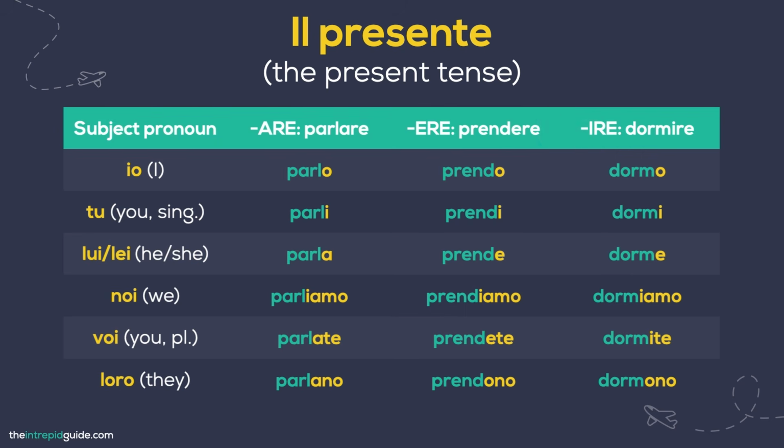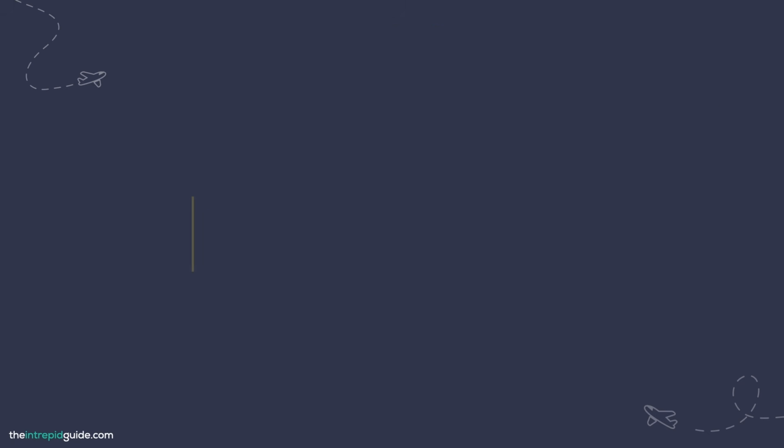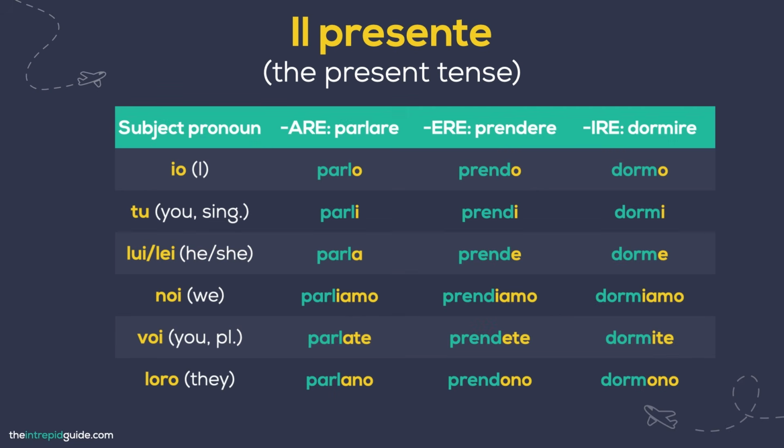Now look across the 3 columns and notice what's identical and what shifts. Pattern shortcut number 1 is, in the present tense, io always ends in O. Parlo, prendo, dormo. Tu always ends in I. Parli, prendi, dormi. Noi always ends in iamo. Parliamo, prendiamo, dormiamo. Now the other 3 pronouns shift slightly depending on the family, but the rule is always the same.